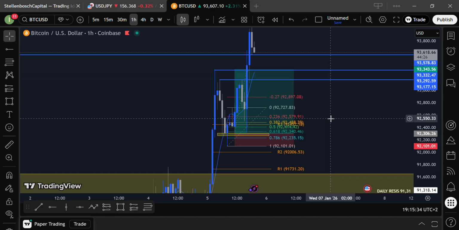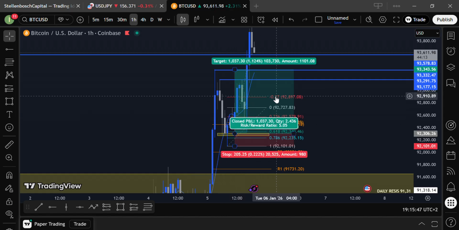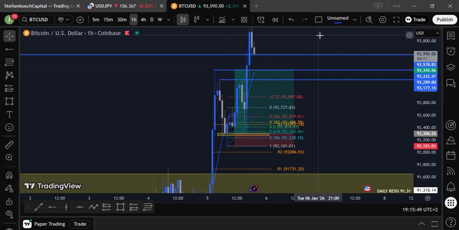But also what I have learned from this setup is that sometimes it is okay, it is cool to take your profit off the table, but at the same time, if you just let price do its thing, you can actually get more.